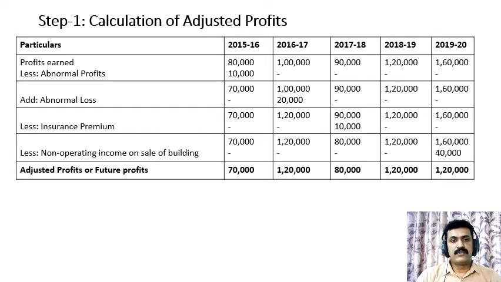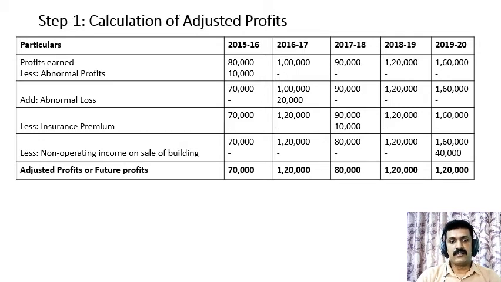So first we have to take the profits given in the problem for the last 5 years: 80,000, 1 lakh, 90,000, 1 lakh 20,000 and 1 lakh 60,000. First we have to deduct the abnormal profits in the year 2015-16. So the resulting balance is 70,000. And in the year 16-17, we have an abnormal loss, therefore we have to add it, that is 20,000. So the resulting balance will be 1,20,000.